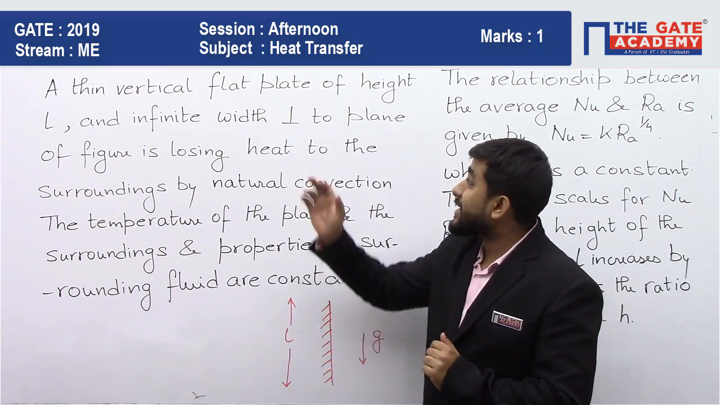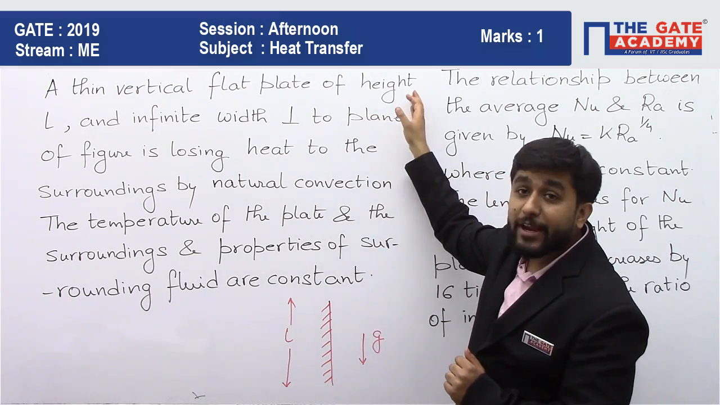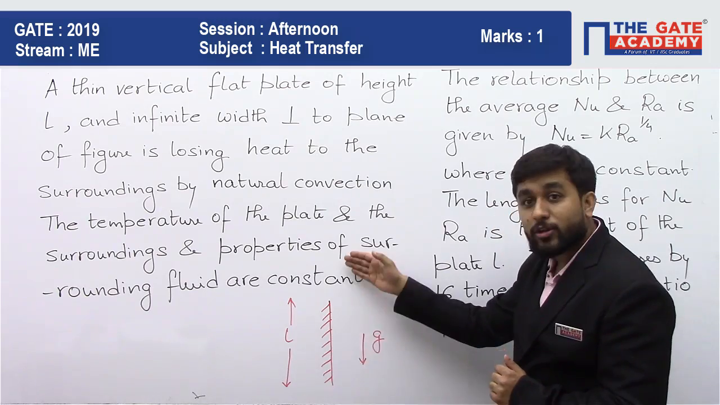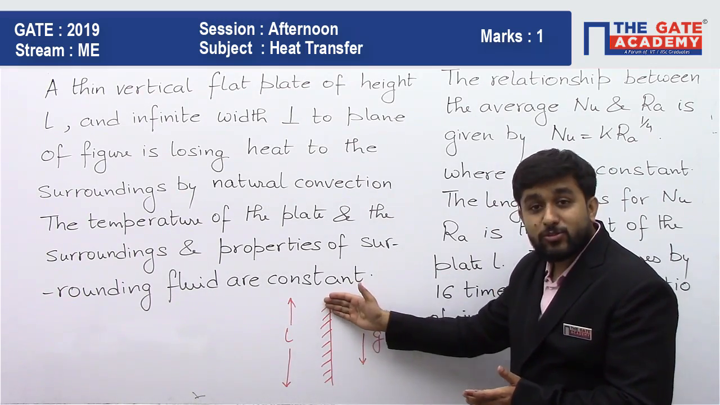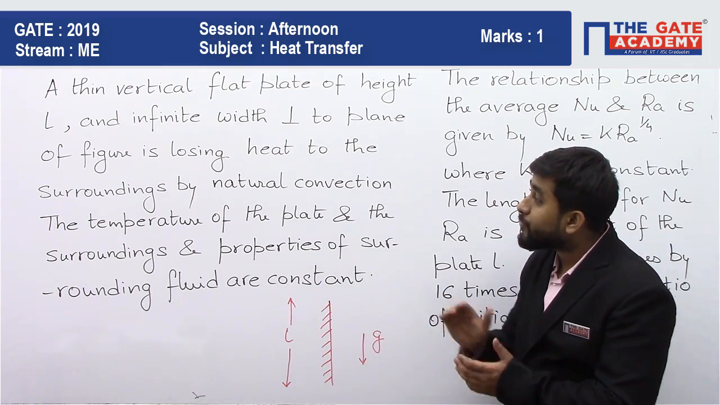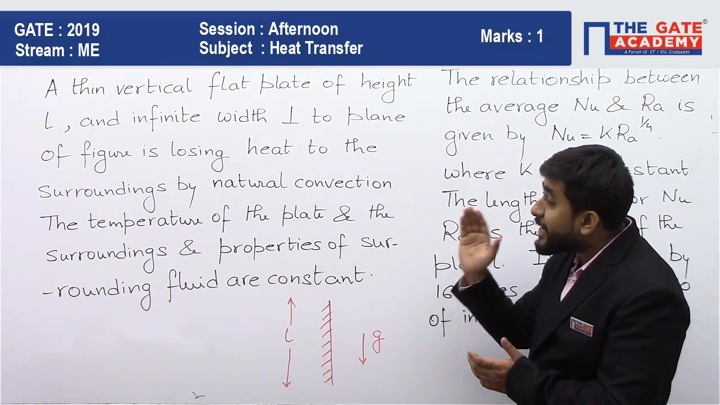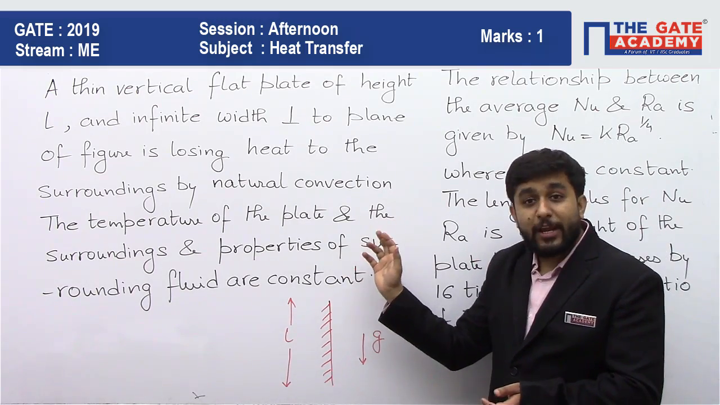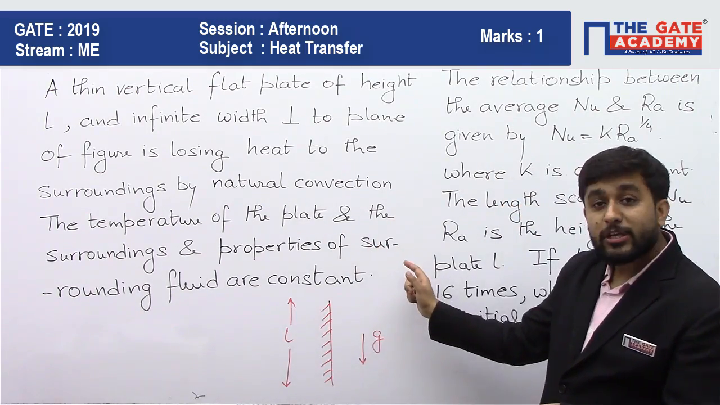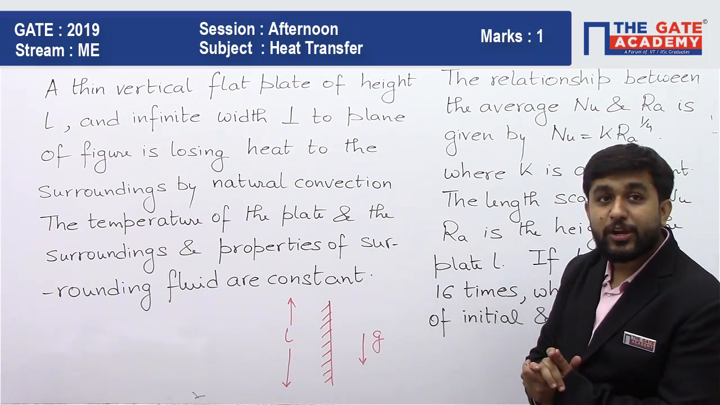So the question says a thin vertical flat plate of height L, so basically we are talking of this plate, and infinite width perpendicular to the plane. So this width is infinite. In the figure it is losing heat to the surroundings by natural convection. The temperature of the plate and the surroundings and the properties of the surrounding fluid are constant.